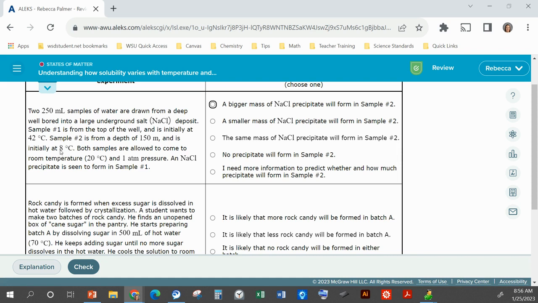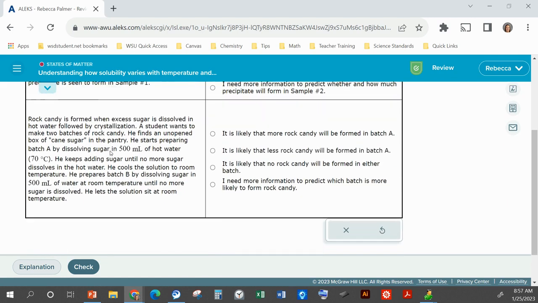Okay. All right, so let's look at the other sample. This sample starts at 8 degrees Celsius, and it increases to 20 degrees Celsius. So if we are increasing the temperature, is it going to be more or less soluble? More soluble. So are we going to see a precipitate in sample 2? No. Because this one's increasing in temperature, so even though this one had a precipitate, because it's decreasing in temperature, that's why we're seeing the salt. Okay, questions on that one? So it's confusing. All right, last one, and then you can have the rest of the time.